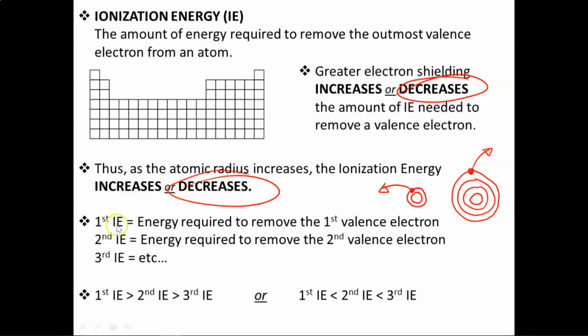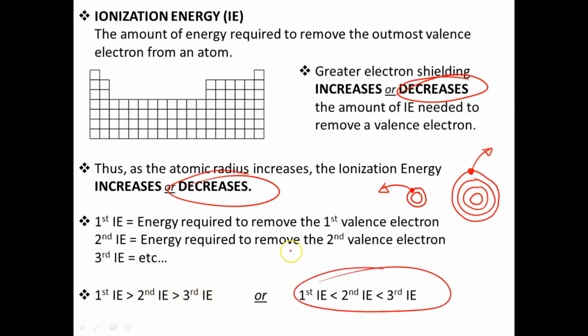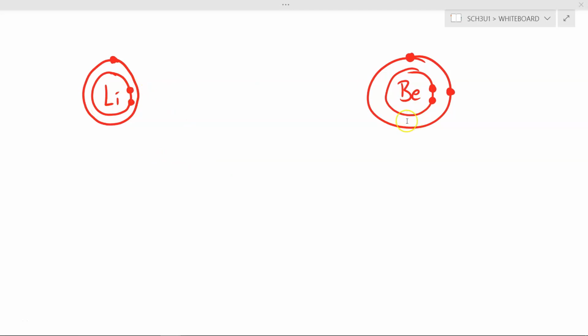Now, first ionization energy is the energy required to remove the first valence electron, while second IE is energy required to remove the second valence electron, and so on and so forth. And so the more electrons you remove, the more difficult it is to remove subsequent electrons. So the third ionization energy is generally larger than the second, and this is generally larger than the first. Now let's take a look at these two scenarios.